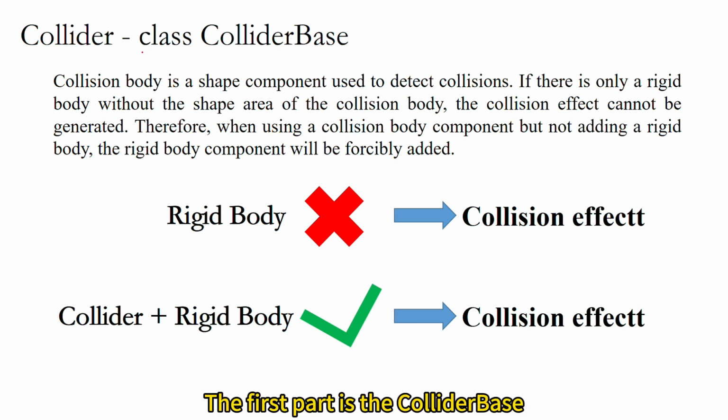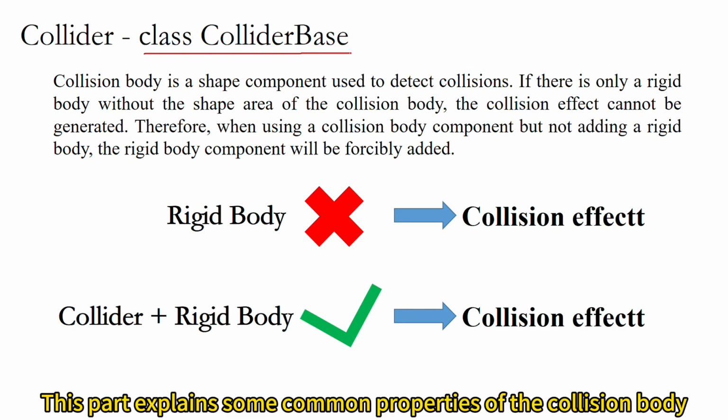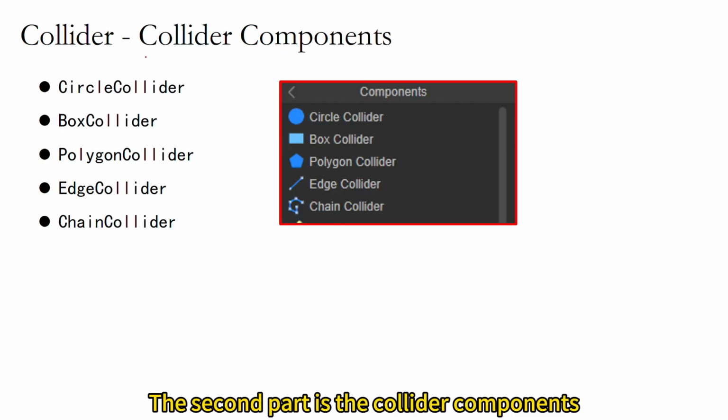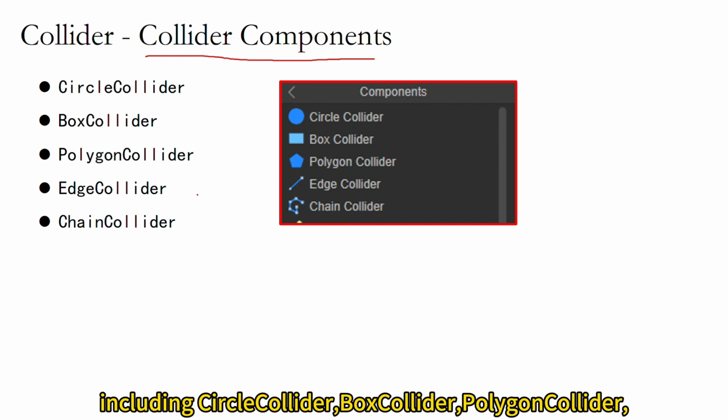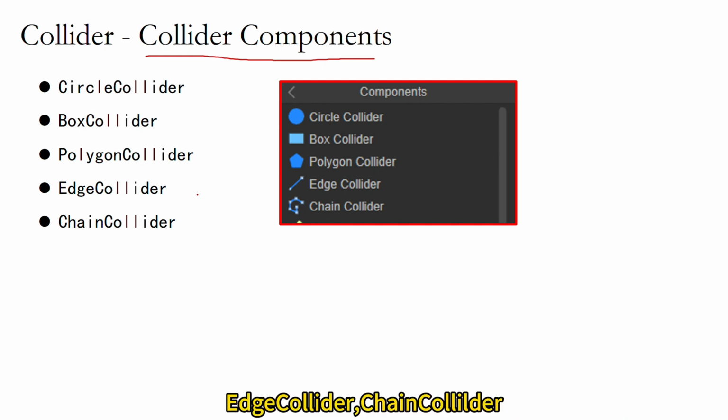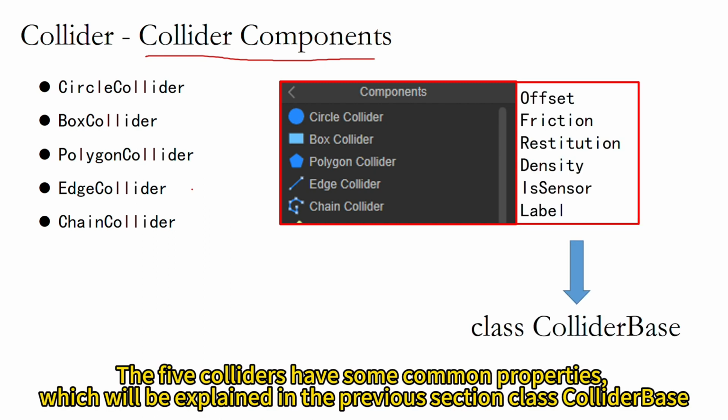The first part is the collider base. This part explains some common properties of the collision body. The second part is the collider components, including circle collider, box collider, polygon collider, edge collider, chain collider. The 5 colliders have some common properties, which will be explained in the previous section class collider base.